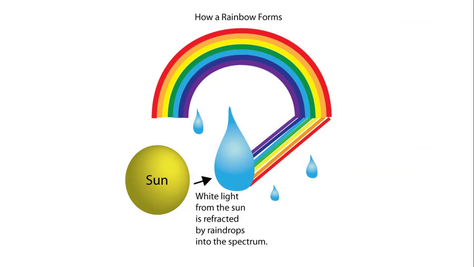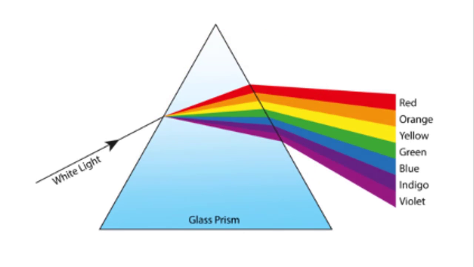The band of the 7 colors formed on a white screen when a beam of white light is passed through a glass prism is known as the spectrum of white light. The 7 colors of the spectrum are red, orange, yellow, green, blue, indigo and violet.